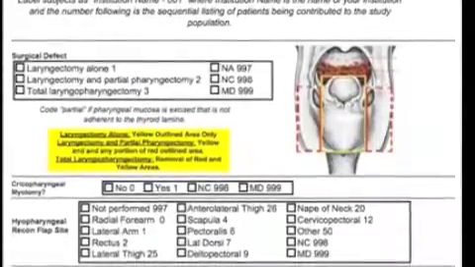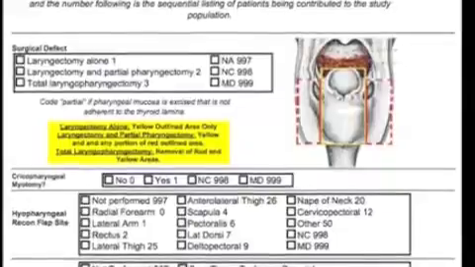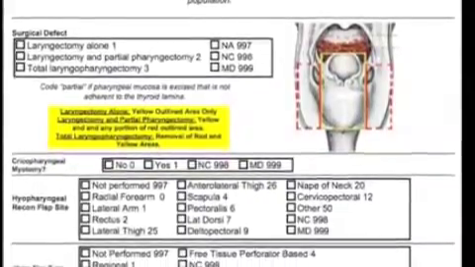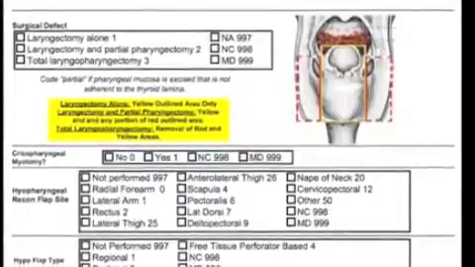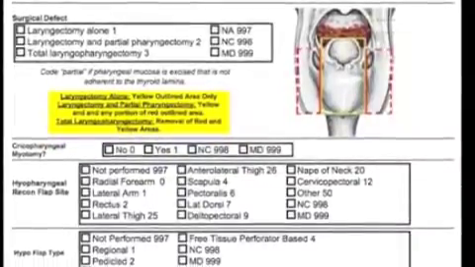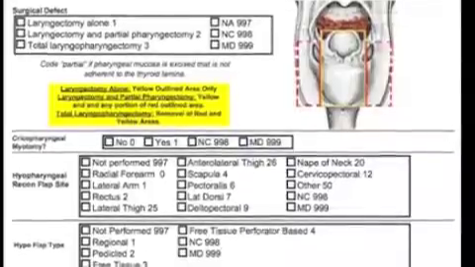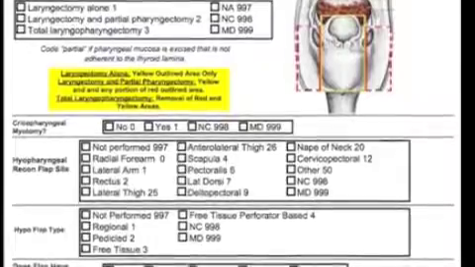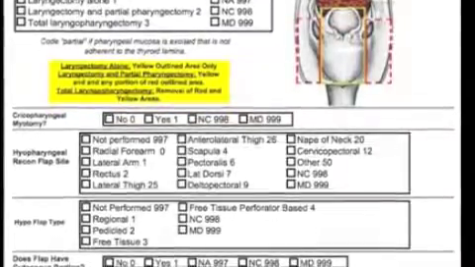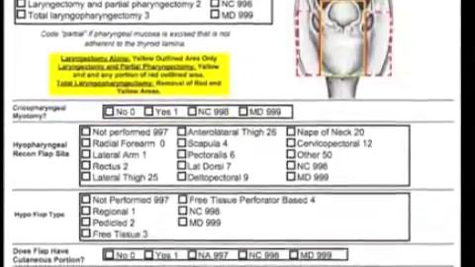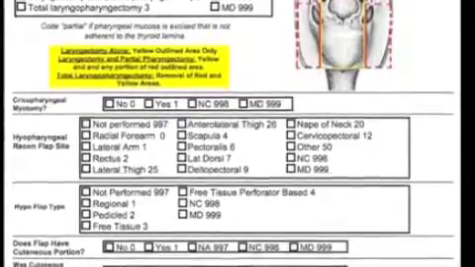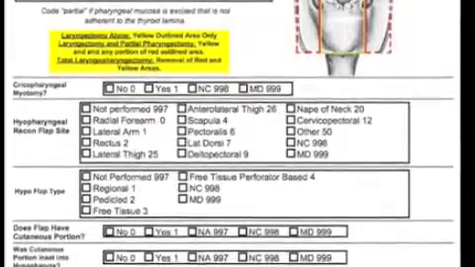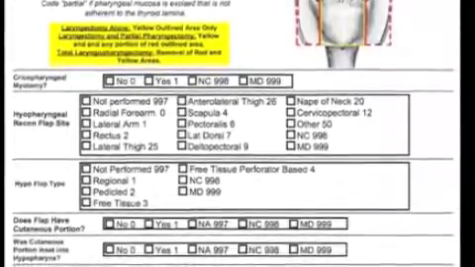At the top of page 4, please record the extent of each patient's surgical defect. In addition, please record whether or not each patient underwent cricopharyngeal myotomy. For each patient, please select the flap site and flap type used for hypopharyngeal reconstruction. If a patient did not have a flap for hypopharyngeal reconstruction, please select Not Performed. Alternatively, if a patient had a flap used for hypopharyngeal reconstruction, but the flap site or flap type are unknown, please collect Missing Data MD999.